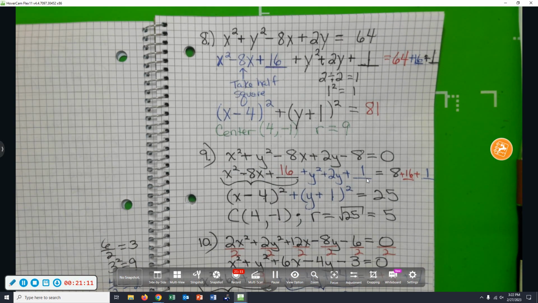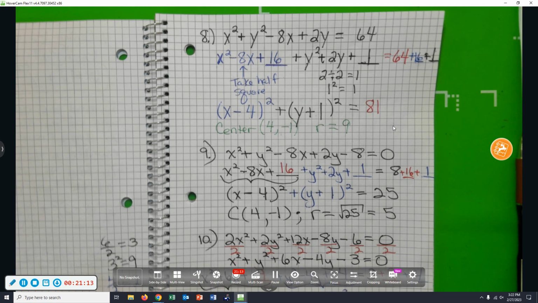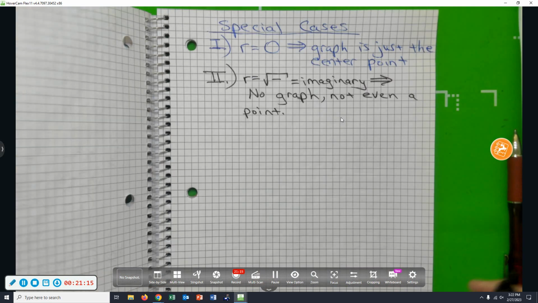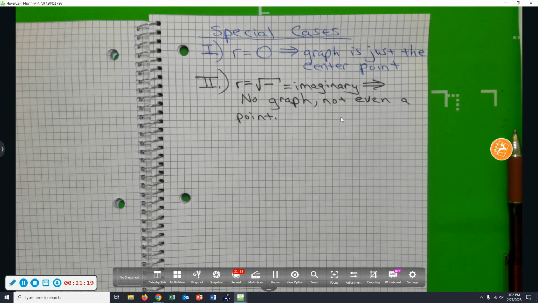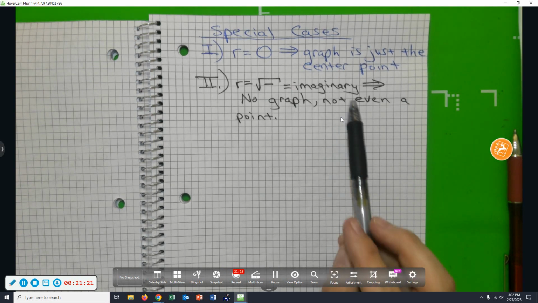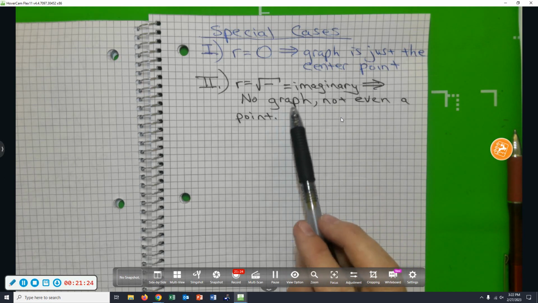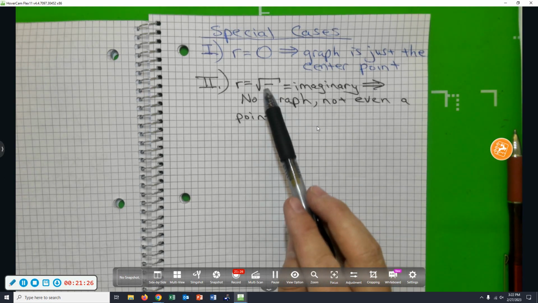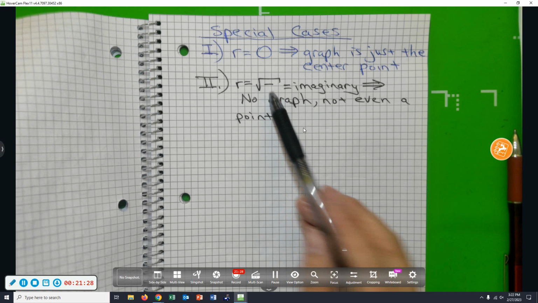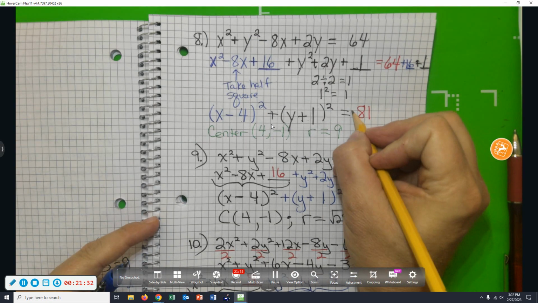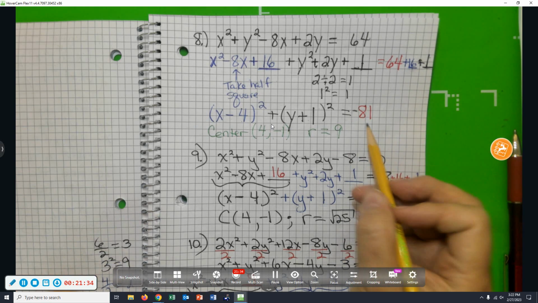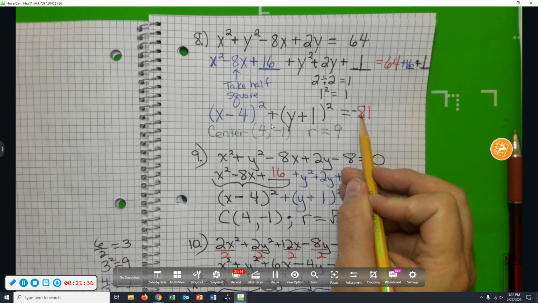Well, if the number on the right-hand side turns out to be negative, and you get an imaginary number as the radius, why is there not even a graph of the point? Why is there not even a center point? If that radius is imaginary, suppose this number were negative. Suppose that were a negative 81. Don't make the change in your work, okay?